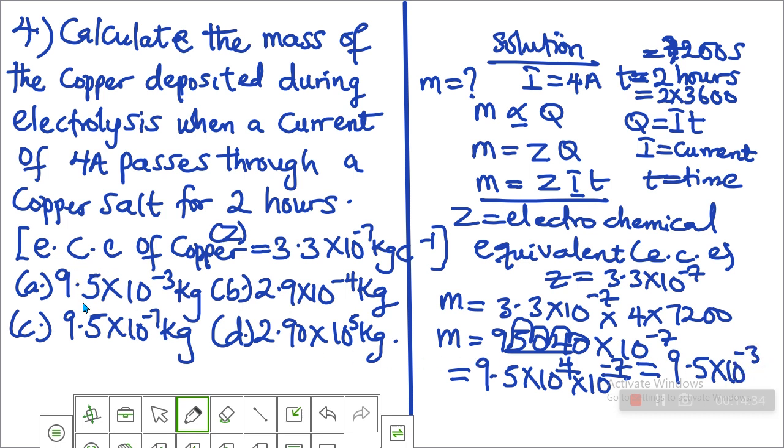So our answer here is clearly stated. And what's the unit for mass? Kilogram. So that will be 9.5 times 10 raised to power minus 3 kilogram. So that's our answer. So our option is option A. Let's go to the next question.